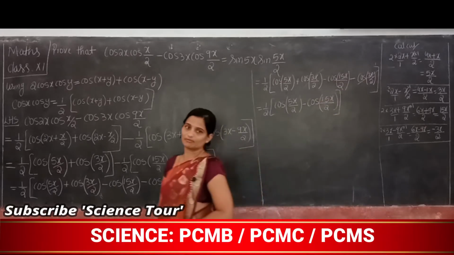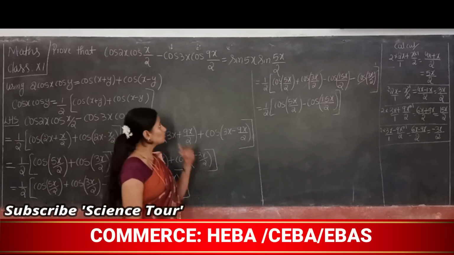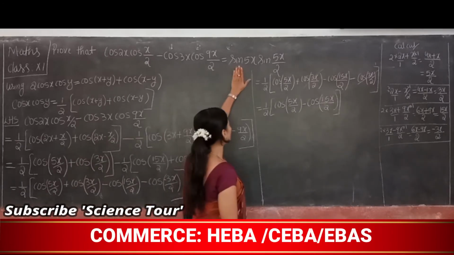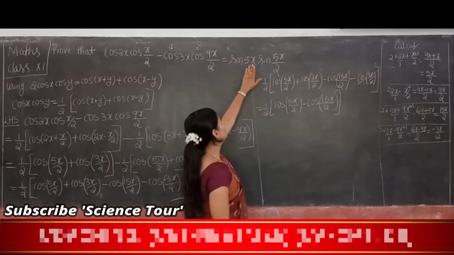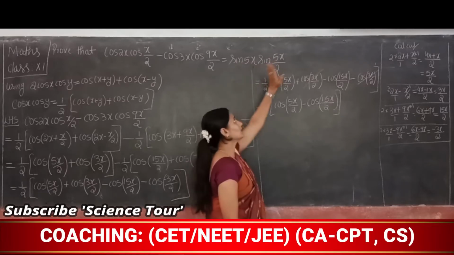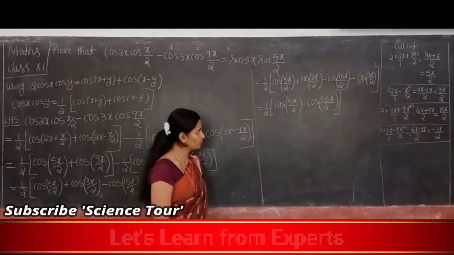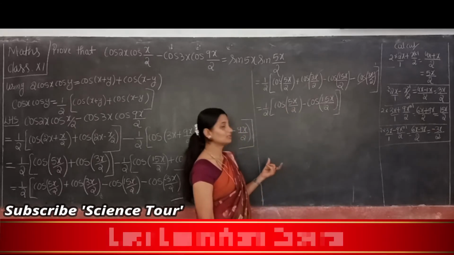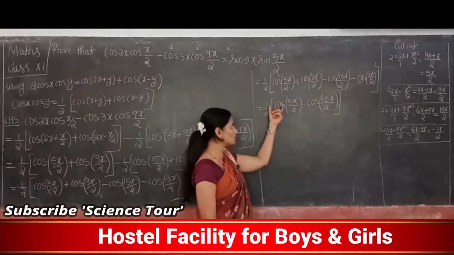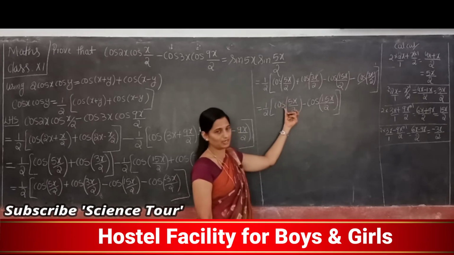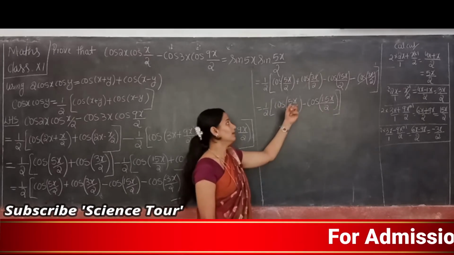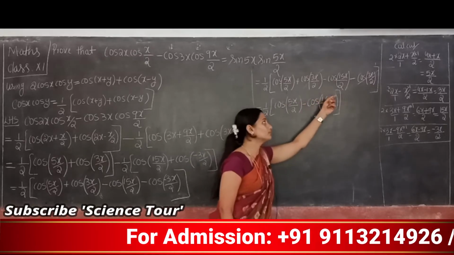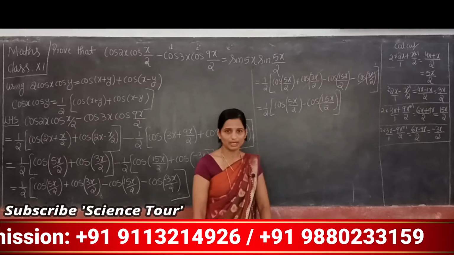15x divided by 2. So what answer do we need? We need sin 5x and sin 5x divided by 2. Now is it possible to simplify this further? See, it is cos 5x divided by 2, see the form, minus cos 15x divided by 2.